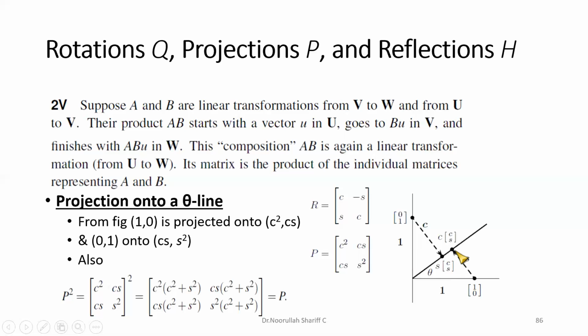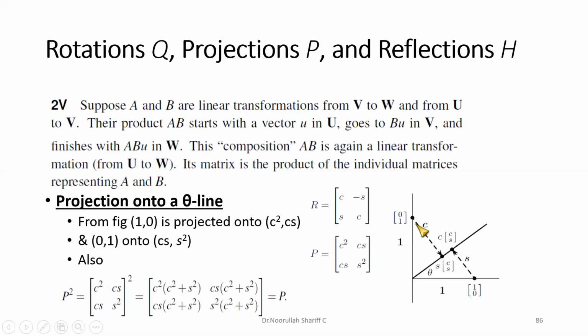So this point projected over here will give you C into C square, and this will give you C into S, that will be CS, and that can be represented by this term over here. Similarly, the basis 0, 1 at this point, when projected onto the theta line, will give us CS and S square like this.